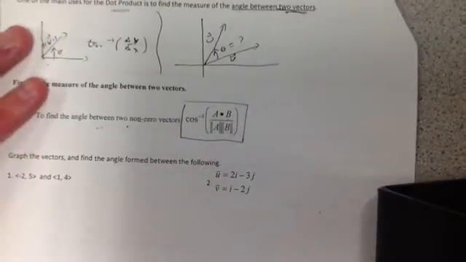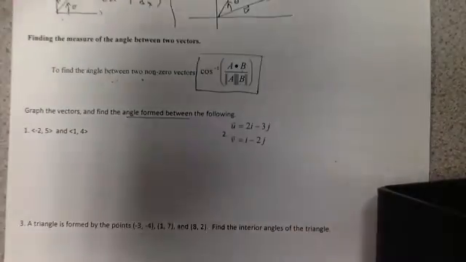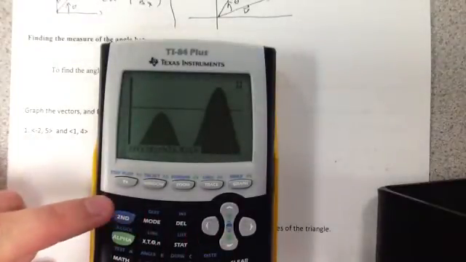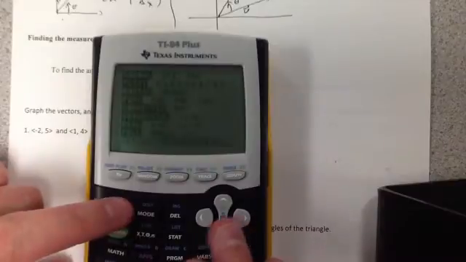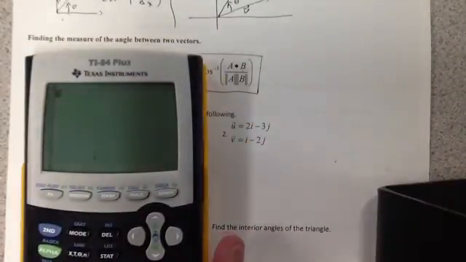And that's what we're going to take a look at right here for number 1. Find the angle in between. So you'll need a calculator for this one. Make sure you're in the right mode. Second, plus, 7, 1, 2. Clear everything out. We want to be in degree mode. Degree mode. There we go. There we have it.